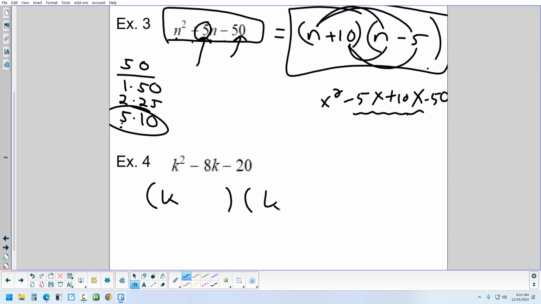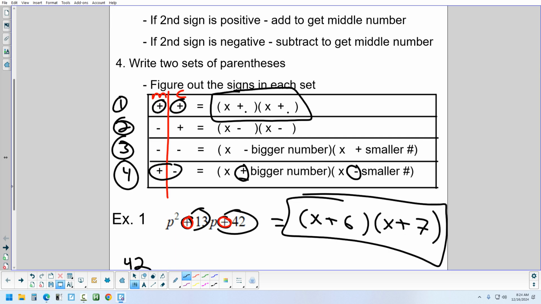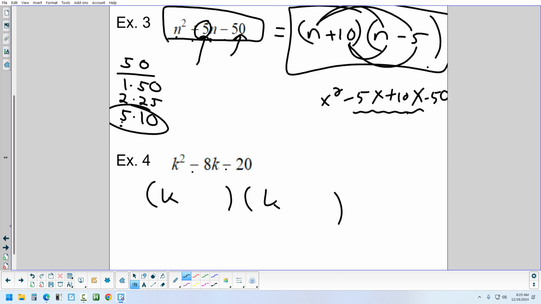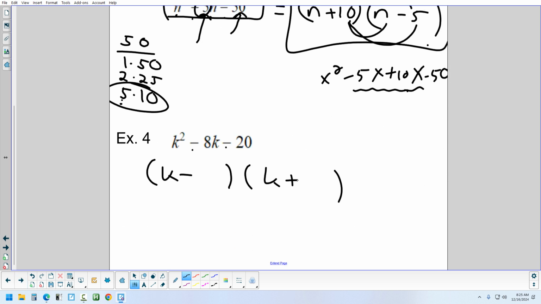Okay, k. All right. We got a negative in the middle. We got a negative at the end. Which row is that one? Third one. Yep, that's going to be the third one. So that tells us your answer is going to have a minus and a plus. Again, it's important which one goes where. So I'm going to have a minus and a plus, and now we're going to figure out some numbers that multiply to give me 20.